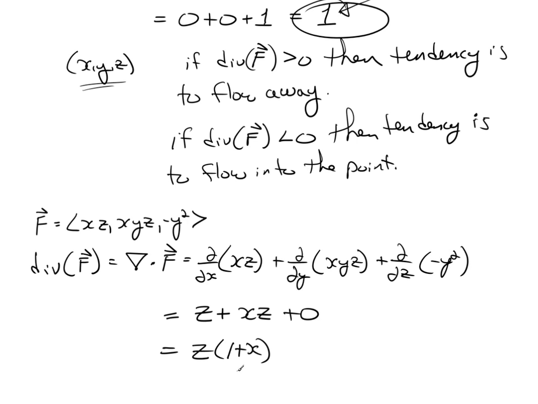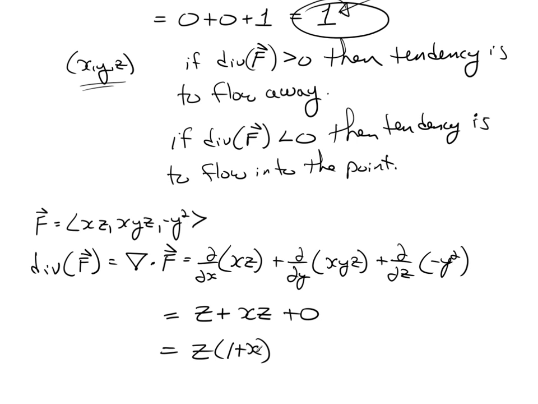And then for z positive, but say a negative x less than negative 1, then this is going to be negative. So again, I'm going to have flow inward. For z negative and x less than negative 1, I have a negative times a negative. Again, I'll have a positive, so the flow would be outward.